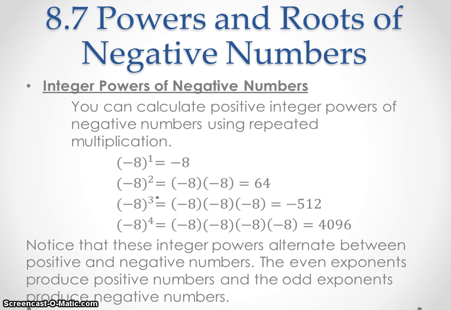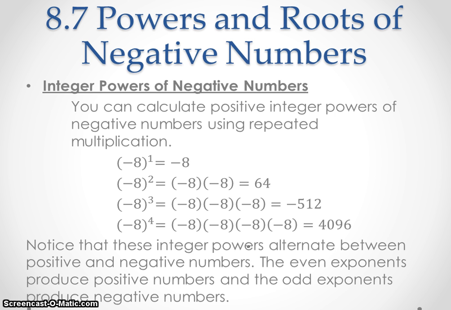If I have negative 8 to the third power, I'd have negative 8 times negative 8, that result would be a positive, then times another negative 8 would flip it back to being a negative number, so we get negative 512 here. If I take 4 of them, then I have 4 negatives. I have negative times a negative, which is a positive, and then negative times another negative makes this result a positive. So then these two positive numbers multiplied together gives us a positive 4,096.